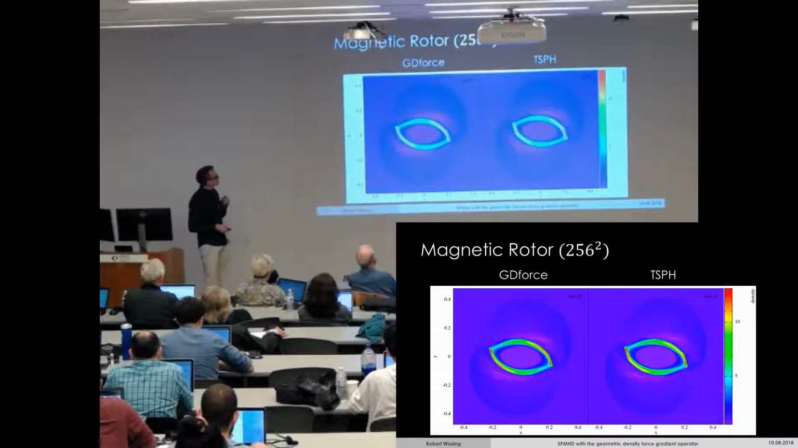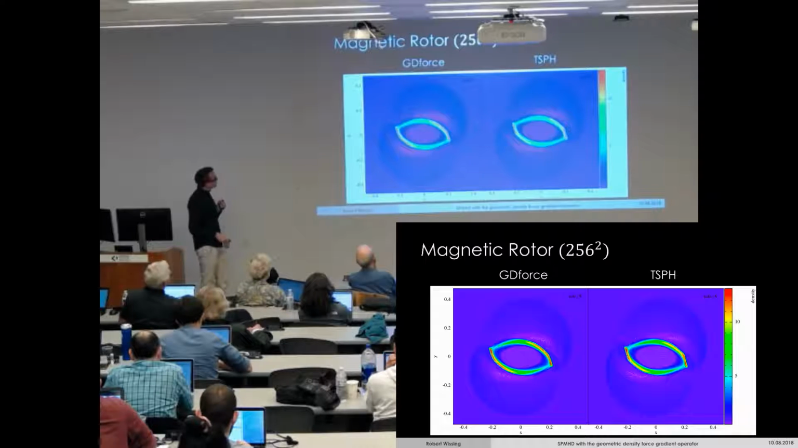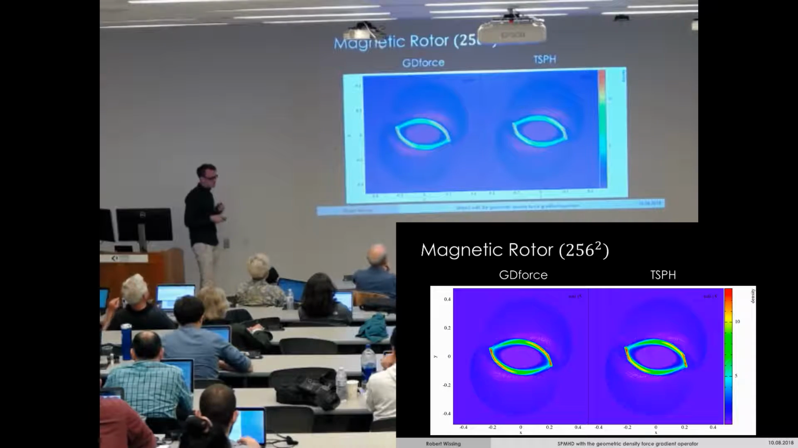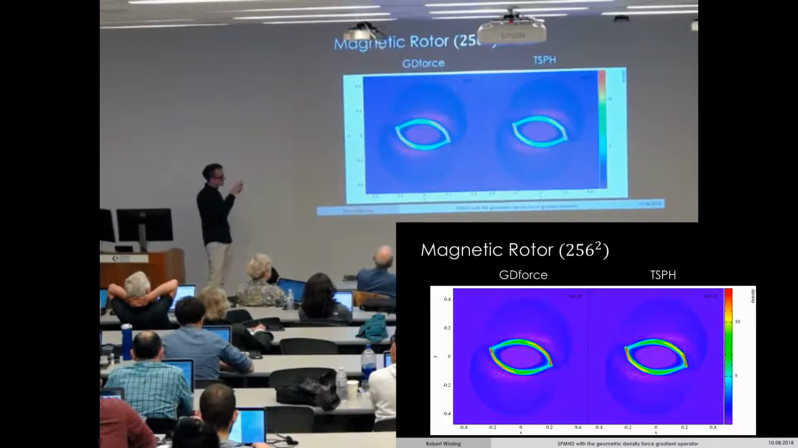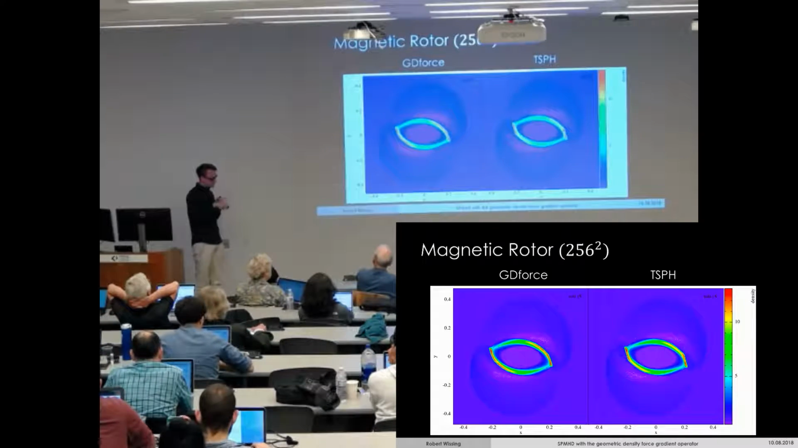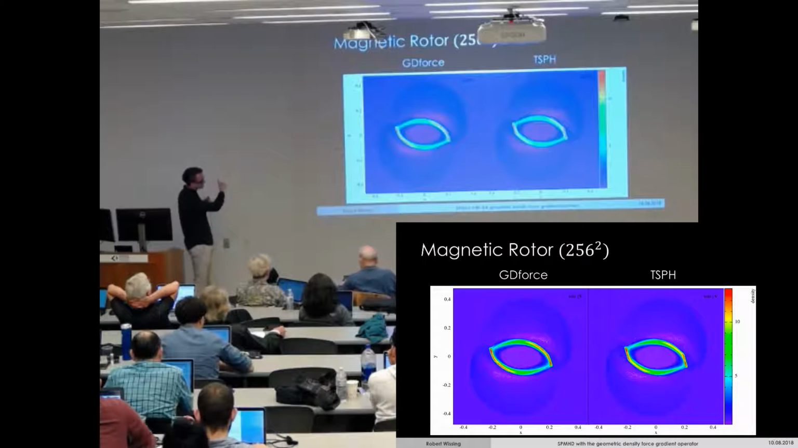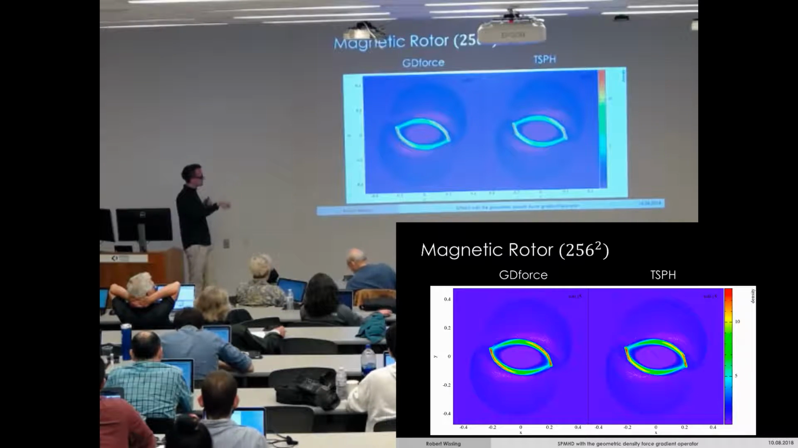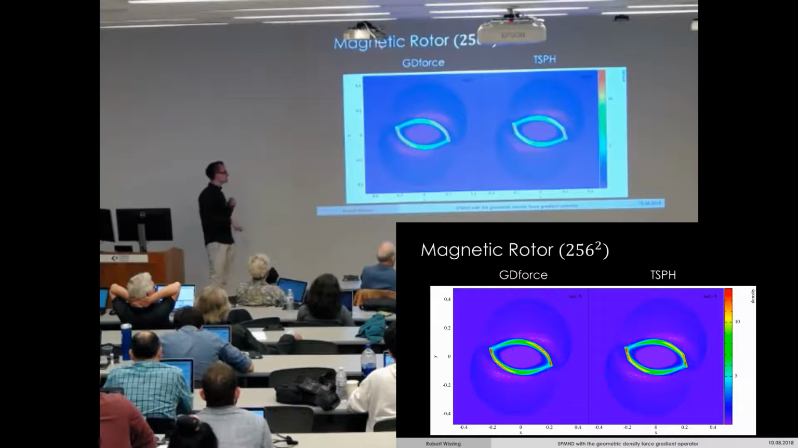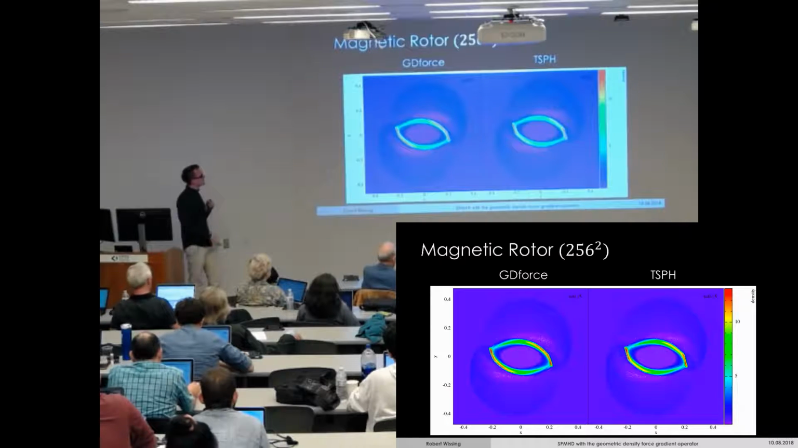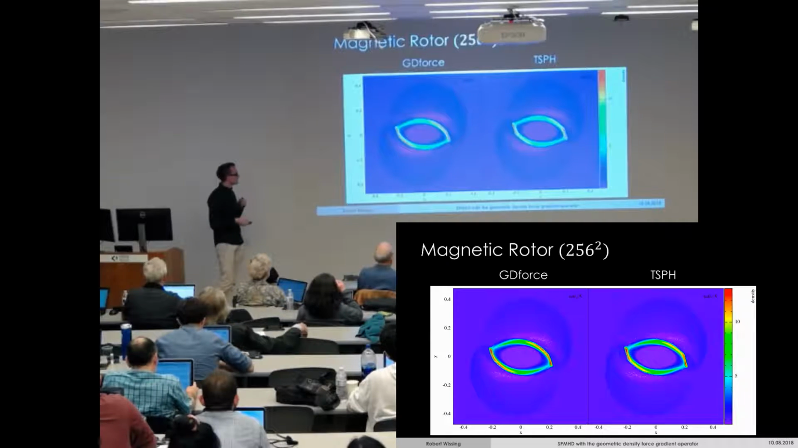Then we took a look at the magnetic rotor. And here we do see some differences between GDF and the traditional SPH. The magnetic rotor is basically initiated by having an ambient medium and a dense rotor, and there's a uniform magnetic field put on the whole thing. The rotor rotates, and due to rotation, it winds the magnetic field, which creates torsional Alfvén waves. So it's a good way to test that.